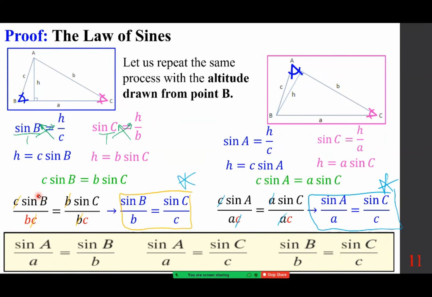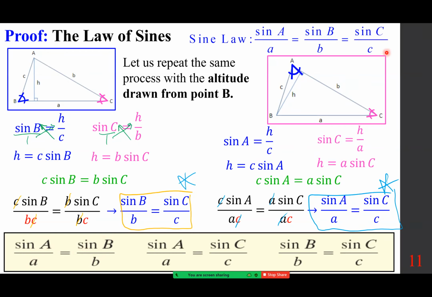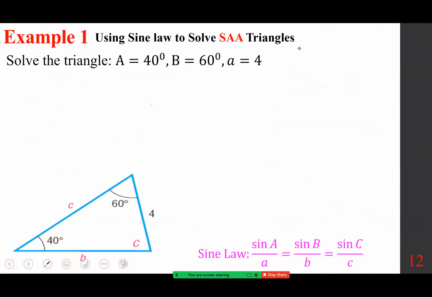By the way, in some texts, they may just flip this over. Instead of saying sine A over A is equal to sine B over B, they might say A over sine A is B over sine B. It's the same thing, makes no difference. And ultimately, we have all of it. So sine A over A equals sine B over B equals sine C over C, or the reciprocal of each case. That's called the sine law or the law of sines.